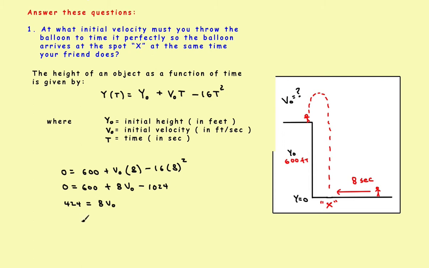So if you divide, that means that V0, the initial velocity, would be 424 divided by 8, which is going to give you 53 feet per second. So again, fairly easy problem to solve. This is a positive velocity, which means that you're going up. So you'll actually throw the balloon up at 53 feet per second. Just remember, positive velocities go up, negative velocities go down.